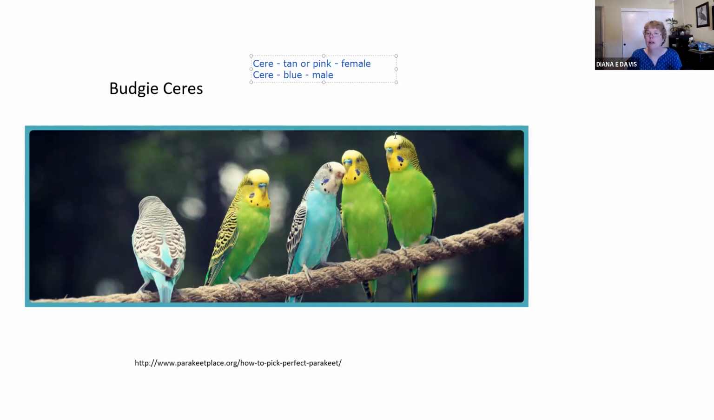All right, so what if the cere is white? What is the color of the bird with a white cere? Because if it's white, then you can't really tell the sex by looking at the cere. Sometimes in some colors, the cere is very, very pale tan, which would indicate female.